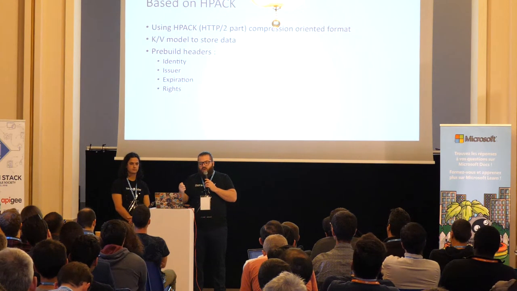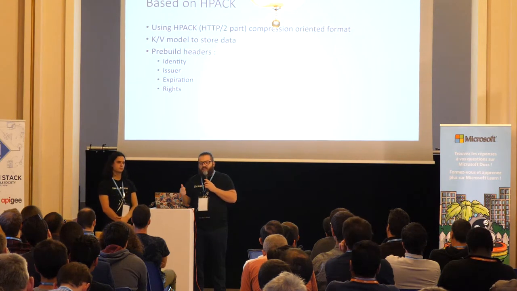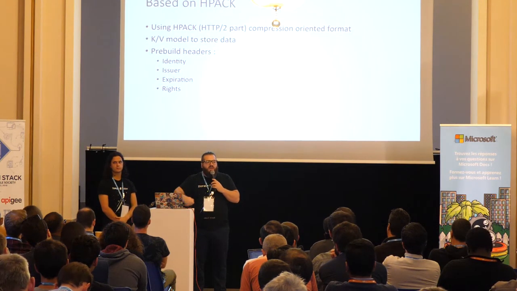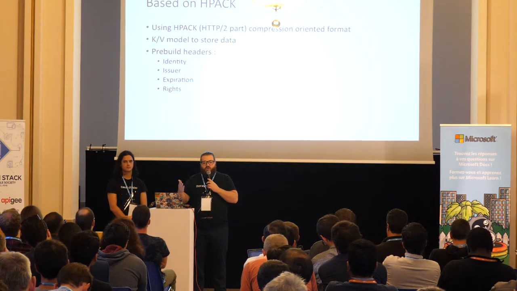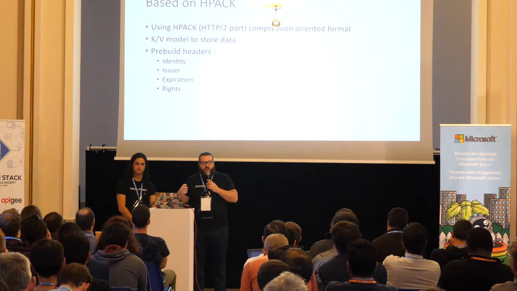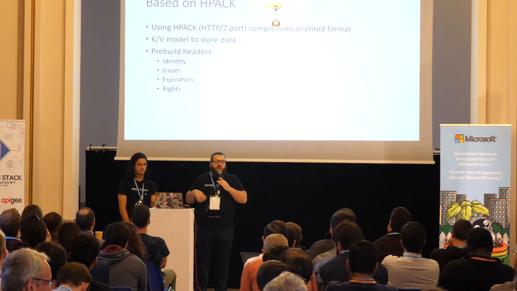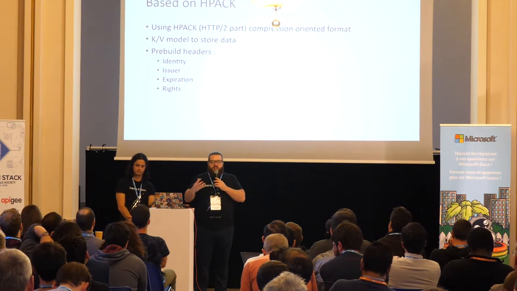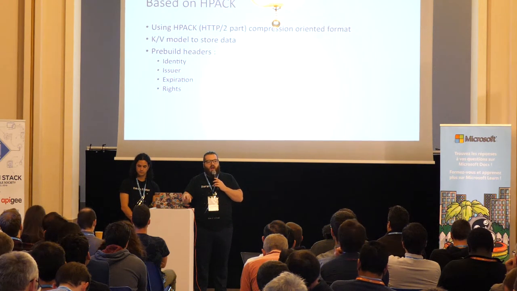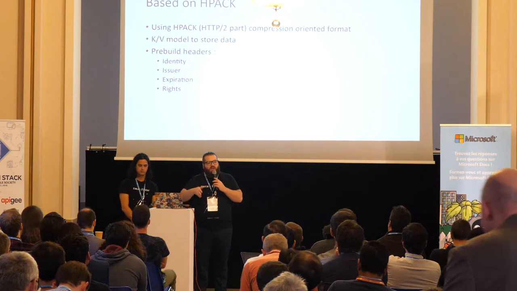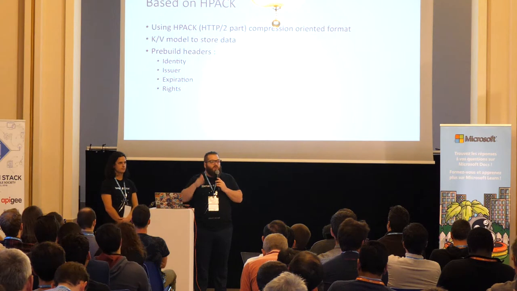So in this, we pre-build some headers, which are the identity, the issuer, the reissuer when you subclass something, the expiration of a token, the rights of a token, unlike macaroons where you basically are swimming around with no comprehension of what's inside the macaroon. With the Biscuit, you already have predefined headers with specific usage. Exactly like HTTP, where you have predefined headers with specific usage.